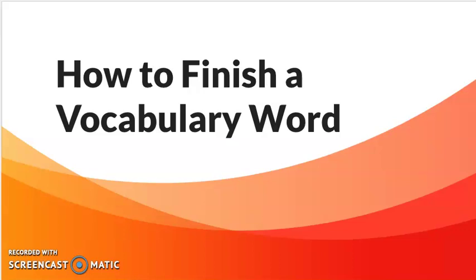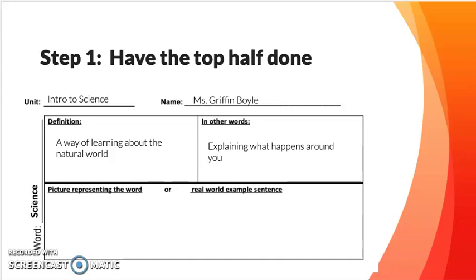In science, we make a dictionary full of all of our vocab words for the unit, and the expectation is that you finish all of them to receive the points for your words. So our first word is science, and you can see that I've put science right there. You should also have science. I've copied down the definition that was shown to you, and that's also posted in your room. And I have also copied down our in other words.